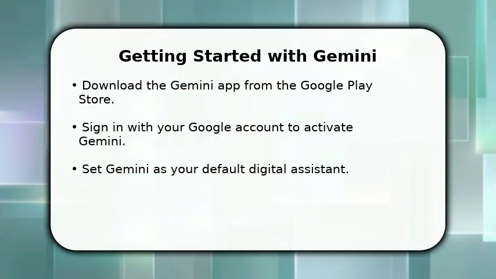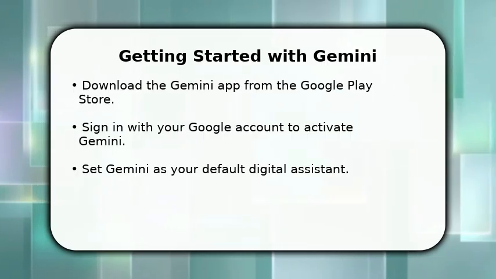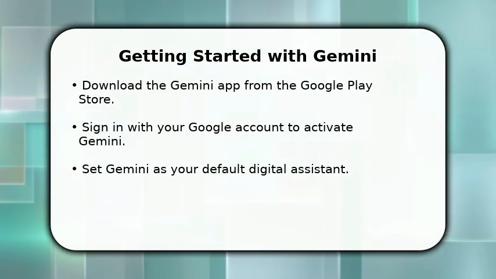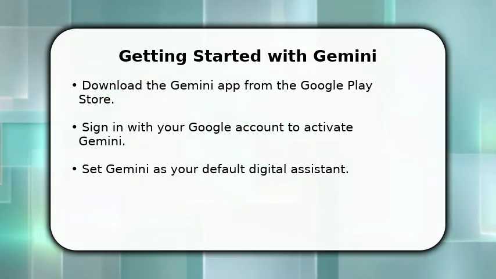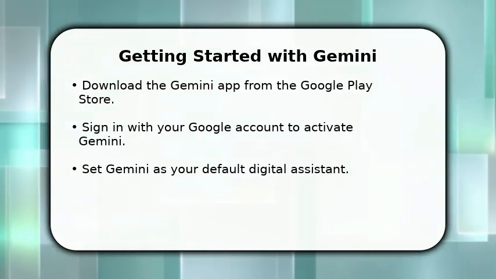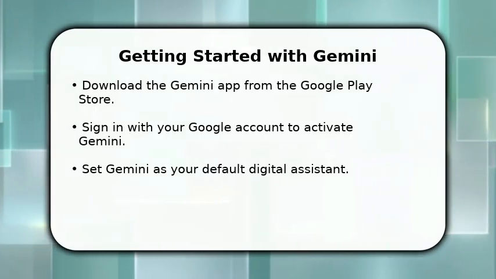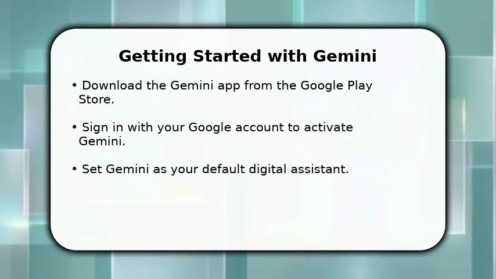In this video, I will explain how to use Gemini on your Android phone. First, download the Gemini app from the Google Play Store. Once installed, open the app and sign in using your Google account. You'll then be prompted to set Gemini as your default assistant, replacing Google Assistant.